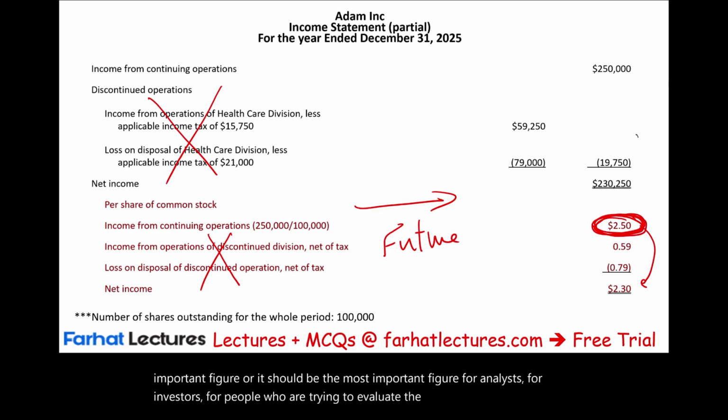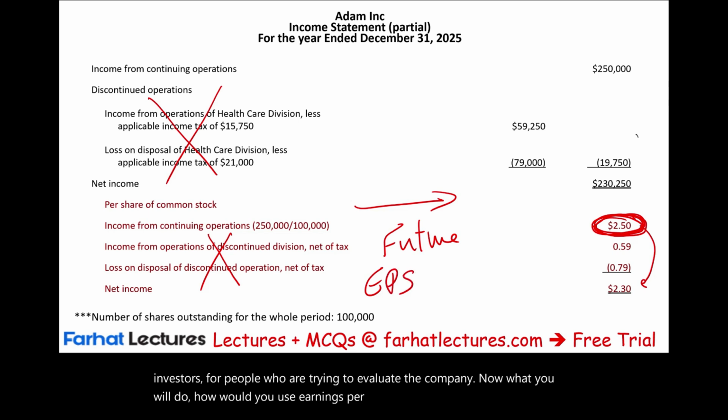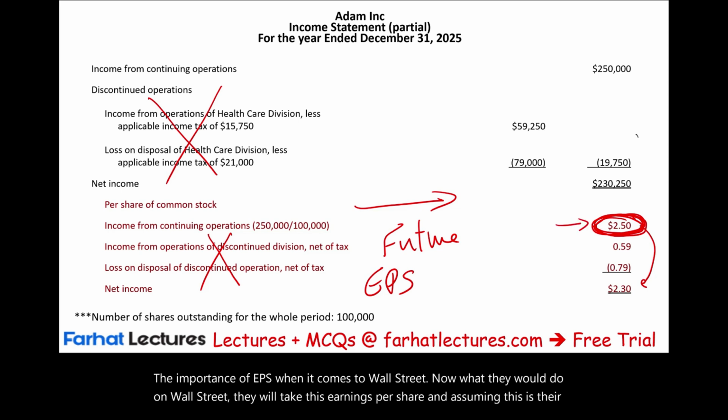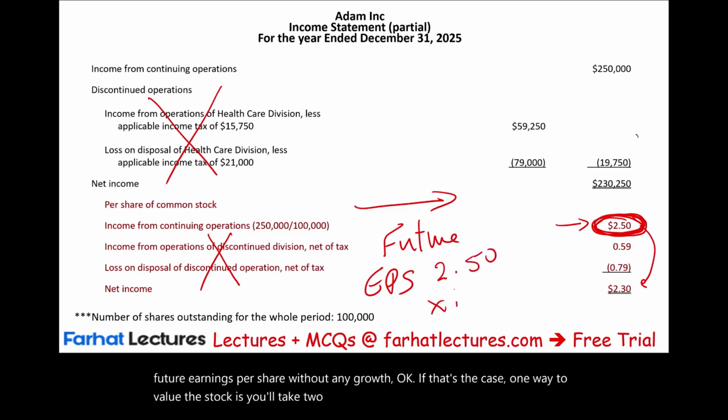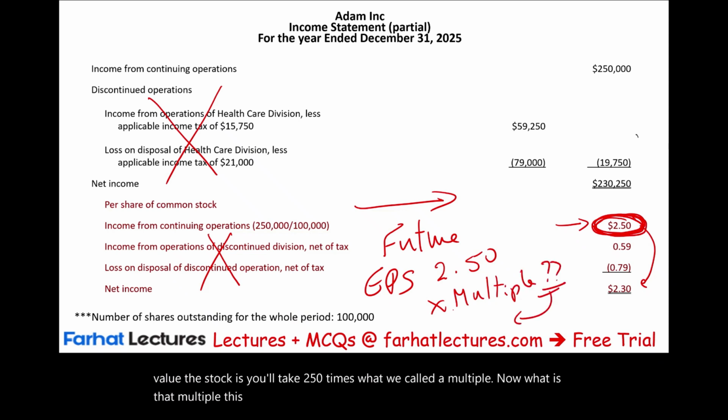Now, how would you use earnings per share? Remember, I talked about the importance of EPS when it comes to Wall Street. What they would do on Wall Street, they will take this earnings per share and assuming this is their future earnings per share without any growth, one way to value the stock is you'll take 250 times what we called a multiple. Now, what is that multiple? This is the guessing part. The multiple is based on the potential growth of this company.